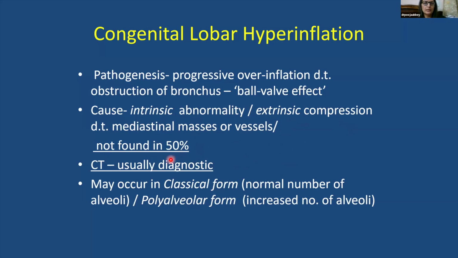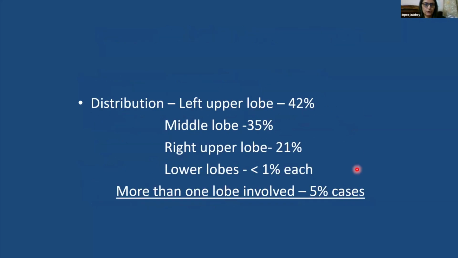And CT usually is diagnostic to pick up this entity. Distribution is also important to know. So most common involvement is the left upper lobe. Usually one lobe is involved, right? More than one lobe is involved in very few cases, but left upper lobe followed by middle lobe. So that is what we had.